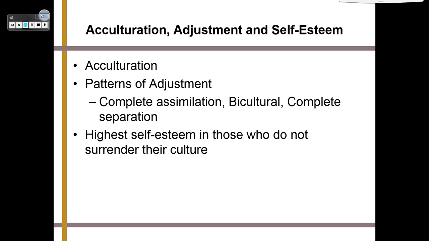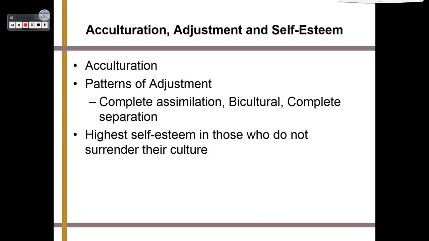When you come from a different background, you often will find yourself having to adapt to the new world that you live in. So whether this is moving from the country to the city, or moving from one country to the next, you have to adapt to living in this new environment. And this often is characterized by acculturation. So that's just what adapting is: acculturation. There are certain patterns of adjustment that we see when someone is transitioning from one culture to the next. There can be complete assimilation, bicultural, or complete separation.